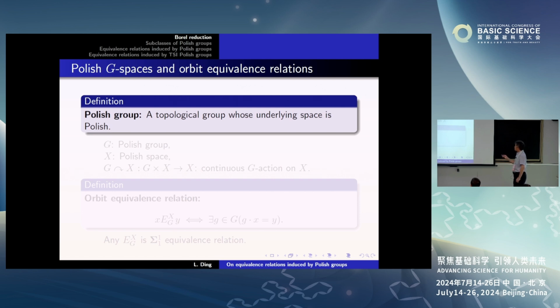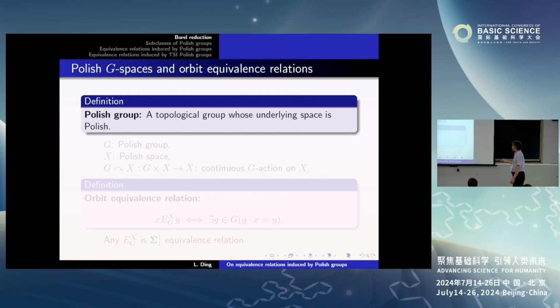Now, we wish to introduce so-called orbit equivalence relations. Given a Polish group, the definition is a topological group. Topological group means it's a topological space and also a group, and the group action is continuous.